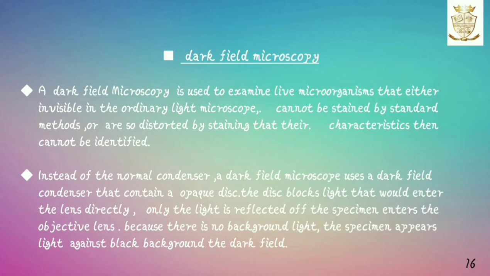Instead of the normal condenser, a dark field microscope uses a dark field condenser that contains an opaque disc. The disc blocks light that would enter the lens directly. Only the light that is reflected off the specimen enters the objective lens. Because there is no background light, the specimen appears light against a black background, the dark field.